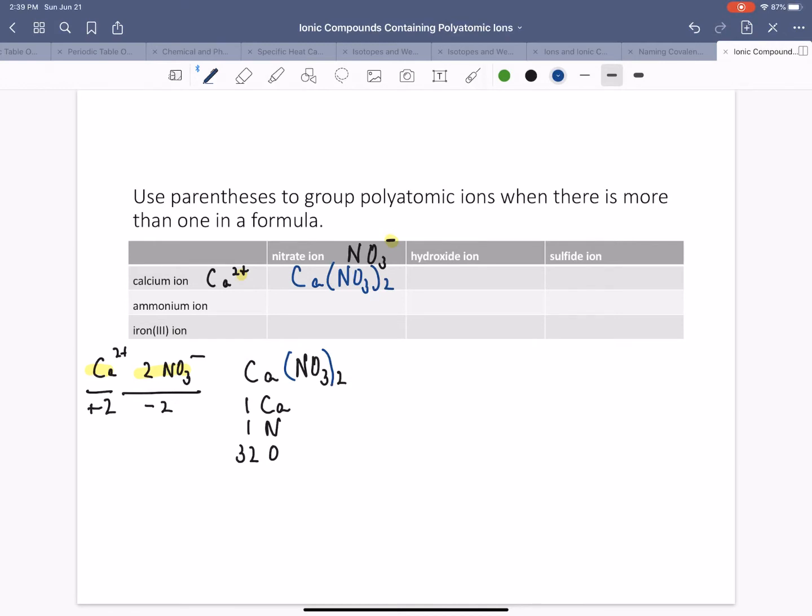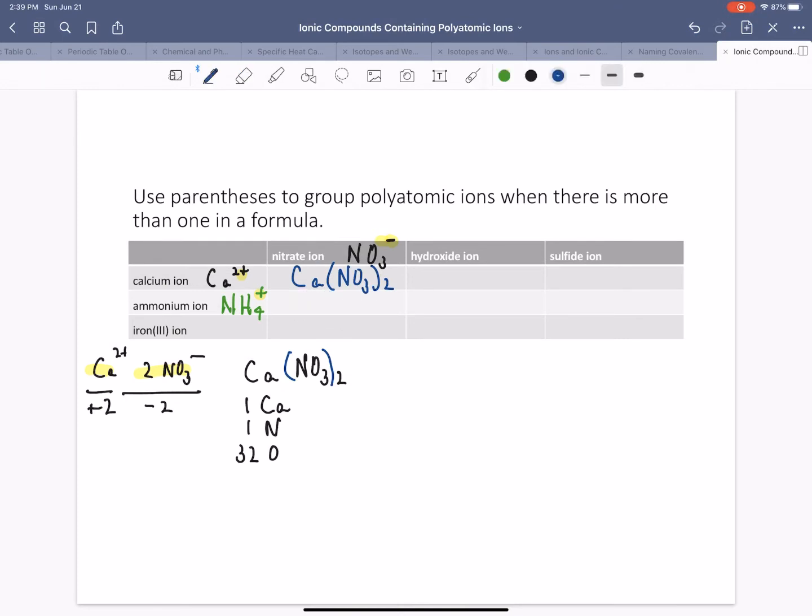Okay, ammonium ion. Ammonium is one of the polyatomic ions that we're going to memorize, and it is the only cation. Ammonium ion has a +1 charge, and so does nitrate. So because we're going to use 1 of each ion, there is no need for parentheses. And we write them that way.